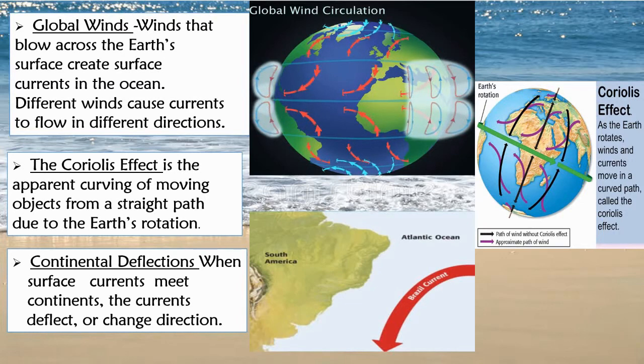The second one is the Coriolis effect. As the earth rotates, wind and currents move in a curved path, and this is called the Coriolis effect. Students, as you can see in the picture, the arrow is given. The black arrow shows the path of the wind without the Coriolis effect, and the purple arrow shows the path of the wind with the Coriolis effect.